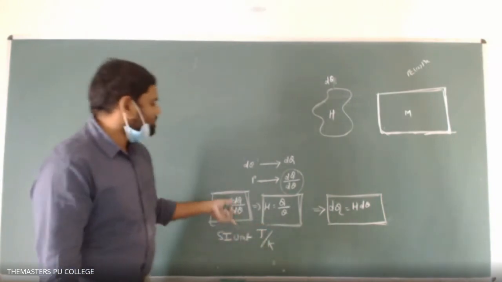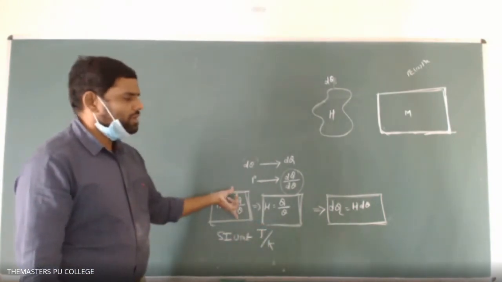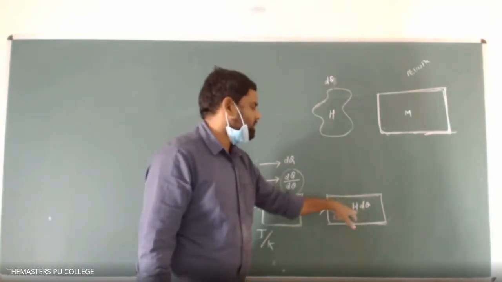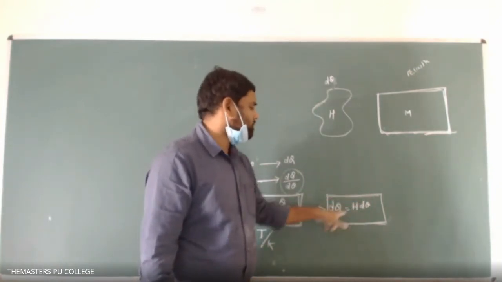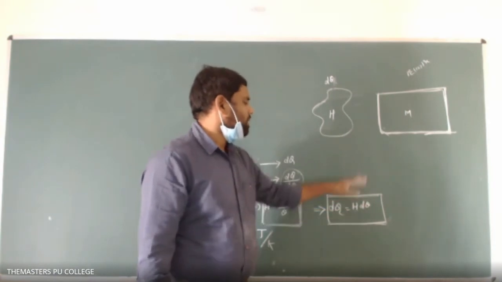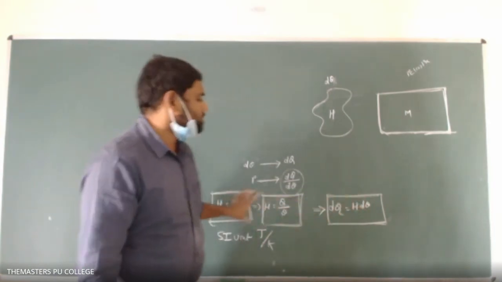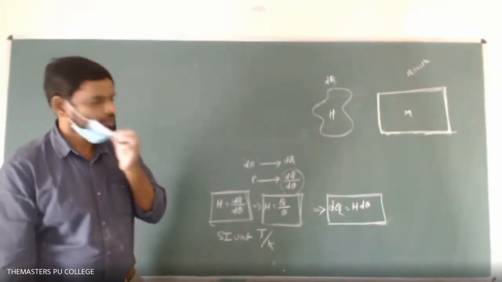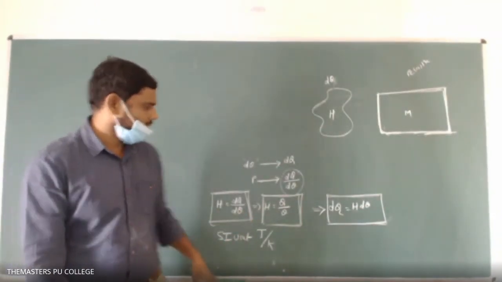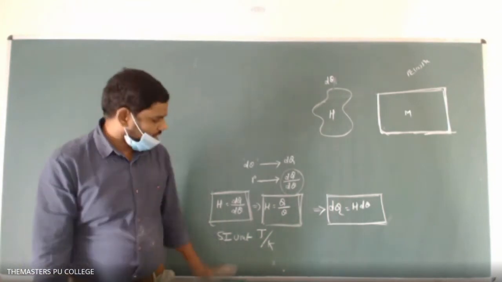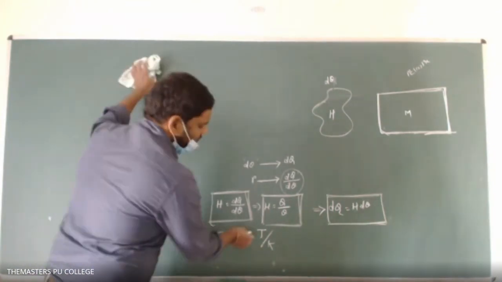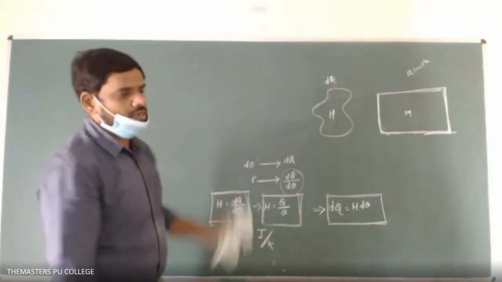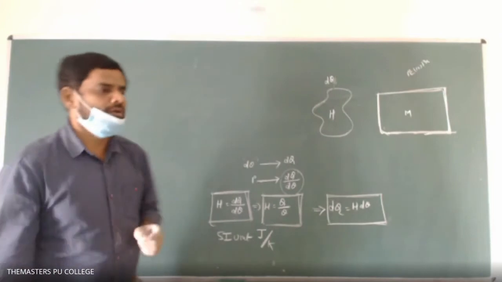Sometimes this formula is used to solve numericals. Sometimes H and d theta are given in reverse, and they ask us to find the heat required. In this case, the same formula can be used in this manner. Okay, next point, SI unit. SI unit is joule per Kelvin.